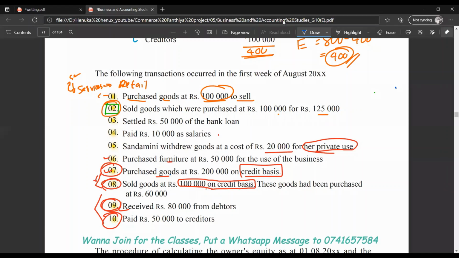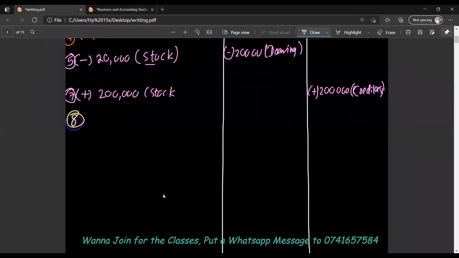Join in for that. Sold goods at 100,000 on credit basis. Right, they have now sold goods for 100,000. These goods had been purchased at 60,000, so 60,000 worth of goods will be decreased. Normally if it is done on cash basis we would say cash would be increased, but here they have done it according to the credit basis.